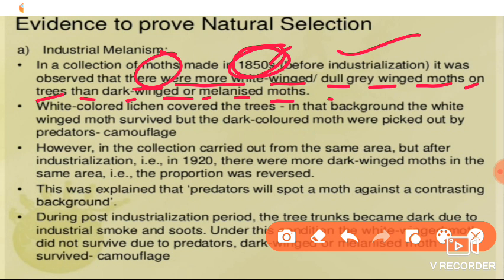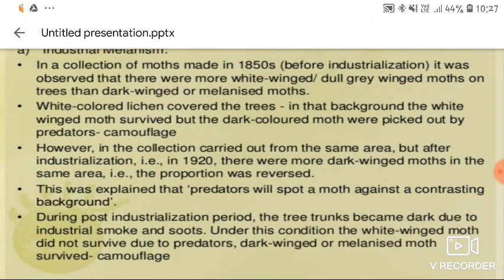Before industrialization, what happened? There were white colored lichens. Students already studied about lichens. What are lichens? These are environmental indicators. Wherever there is pollution in an area they will not develop, but wherever the area is pollution free, they will develop very much. I will explain with the new slide.